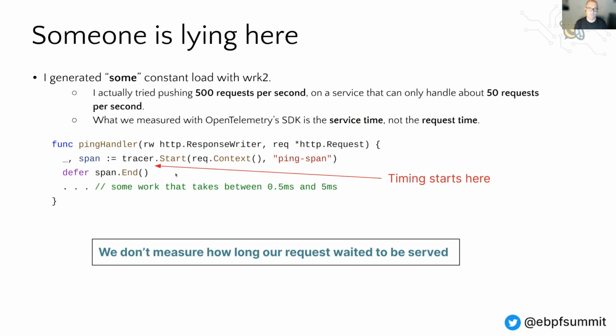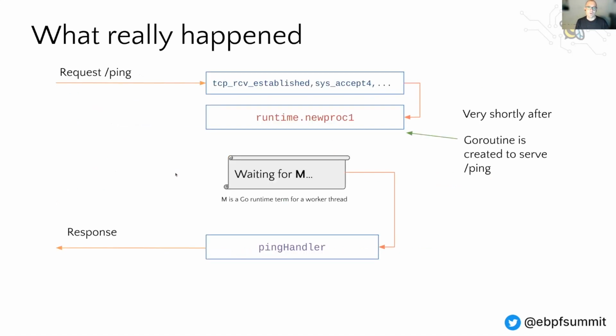But what happens before? On a Linux system, when the ping request comes in, a lot of kernel activity happens. Sys_accept gets called, tcp_rcv_established gets called, and eventually after all those TCP related functions, we get to the Go runtime, which creates a goroutine for us. The goroutine will eventually have to wait for an M, which is a worker thread in Go speak, and that worker thread will have to wait for a processor to run on. And eventually we get to run our ping handler.